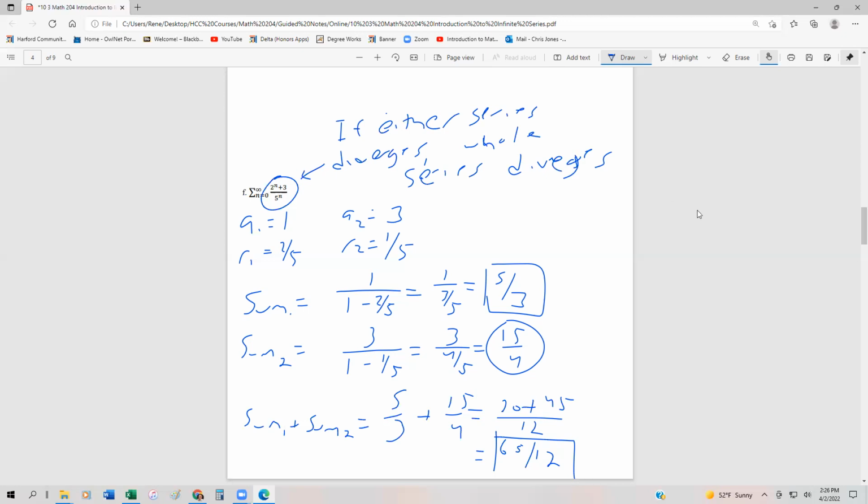All right, so we have one more example of our geometric series, and then we can move on to telescoping types.